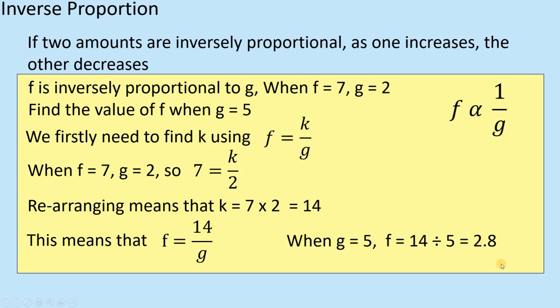So whether it's directly proportional or inversely proportional, the methods are very similar. You're just going to put equals K, but if it's inversely proportional to something, whatever that something is goes at the bottom. Then it's about substitution and putting numbers in.